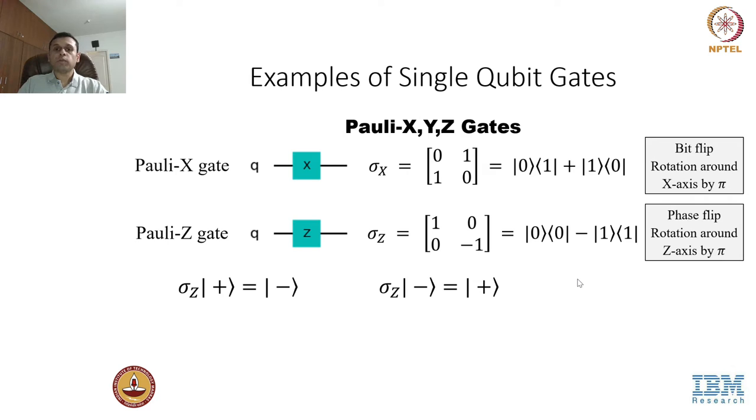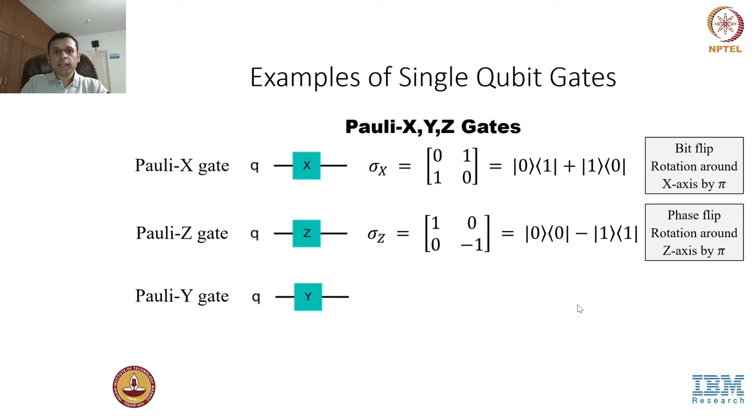That is, if you think about the relative phase of any qubit, that is the angle by which the qubit is rotated around the z-axis. Now, if you take any qubit and apply the Z gate, it ends up rotating that qubit around the z-axis by pi radians or 180 degrees. So, the Pauli Y gate, again following from the Pauli X and Pauli Z gates, can be represented by a matrix denoted by sigma y.